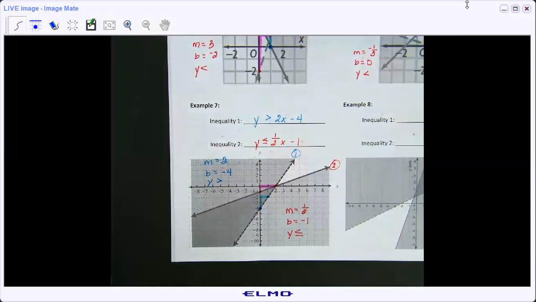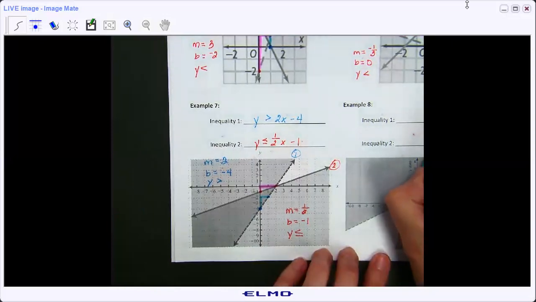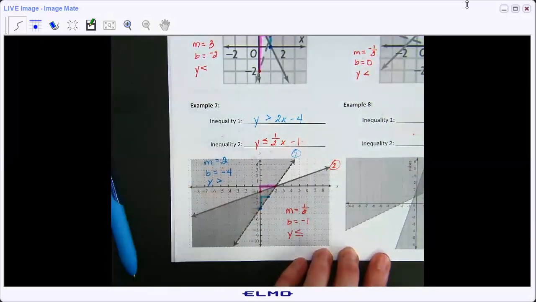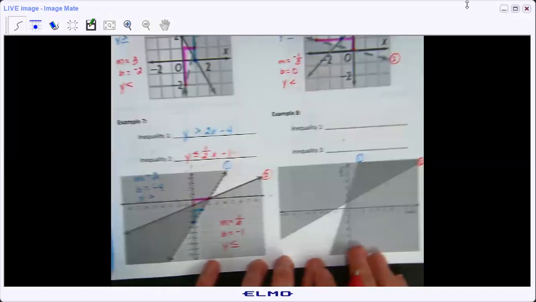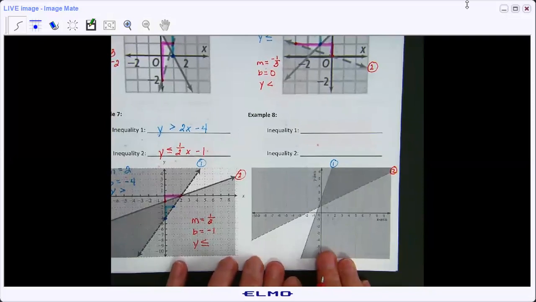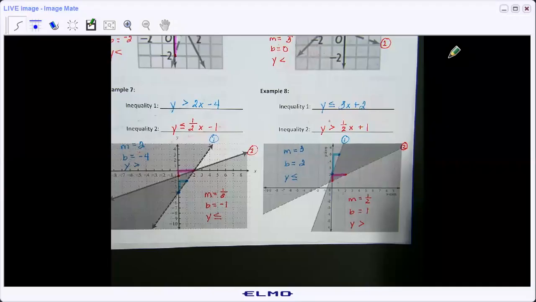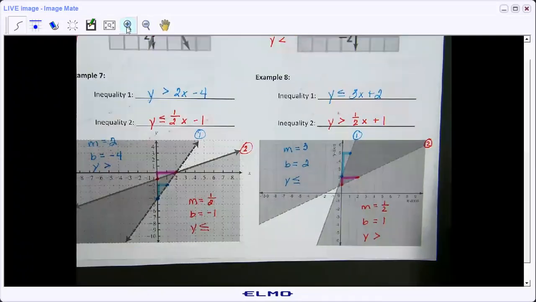Okay, on the next one, example 8, I want you to make this inequality number 1 and this one inequality number 2, like that. So go ahead and work on that one. Okay, go ahead and check your inequalities.